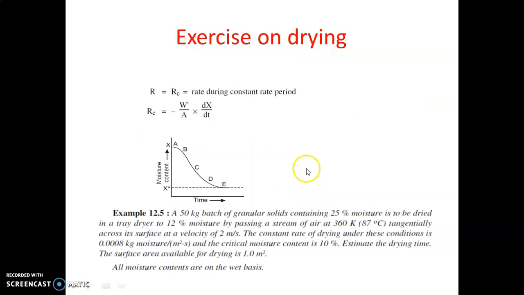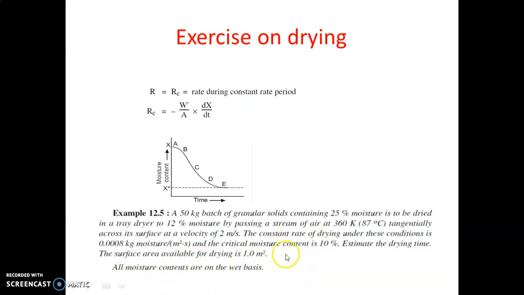First we will discuss one example. A batch of 50 kg of granular solids containing 25% moisture is to be dried in a tray dryer to 12% moisture by passing a stream of air at 360 Kelvin tangentially across the surface with a velocity of 2 meters per second. The constant rate of drying under these conditions is 0.008 kg moisture per meter square per second and the critical moisture is 10%. Estimate the drying time. The surface area available for drying is 1 meter square. All moistures are on a weight basis.